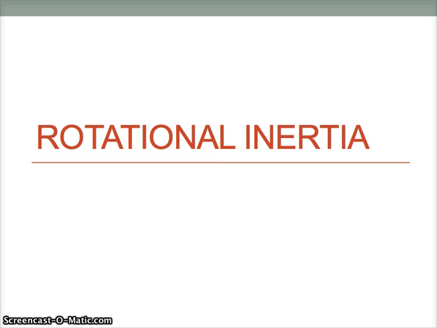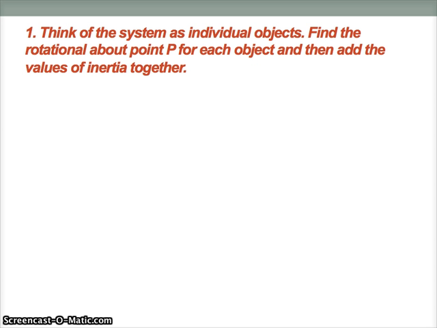Let's take a look at some of the rules for calculating values of rotational inertia, the property that represents the reluctance of an object to rotate. One of the four rules, and probably the most important one, is to make sure that you think about a system of objects as individual objects when you're calculating the rotational inertia. Don't try to put individual masses all into one lump. Look at each object within the system separately.